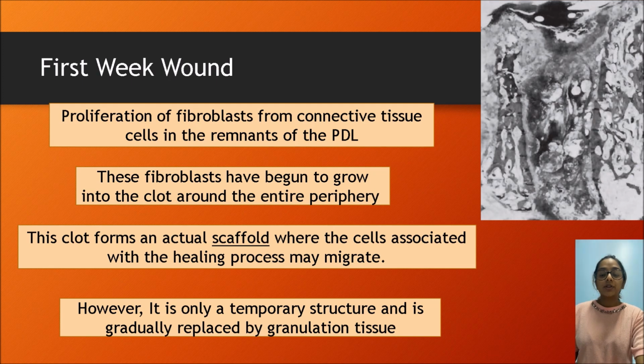So now for the first week of the extraction wound histologically, as seen in the diagram beside, there will be first proliferation of fibroblasts from connective tissue cells in the remnants of the PDL. These fibroblasts will then begin to grow into the clot around the entire periphery. This clot forms an actual scaffold where the cells associated with the healing process may migrate. However, this is only a temporary structure and it is gradually replaced by granulation tissue.